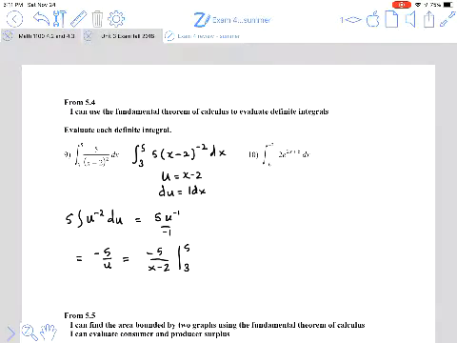Now we're going to use the fundamental theorem of calculus. With our bounds of integration, we always start with the upper bound. So that's negative 5 over 5 minus 2, and then we subtract the antiderivative evaluated at the lower bound. That would be negative 5 over 3 minus 2. So this is negative 5 thirds plus 5. 5 is the same as 15 thirds, so negative 5 thirds plus 15 thirds is 10 thirds.